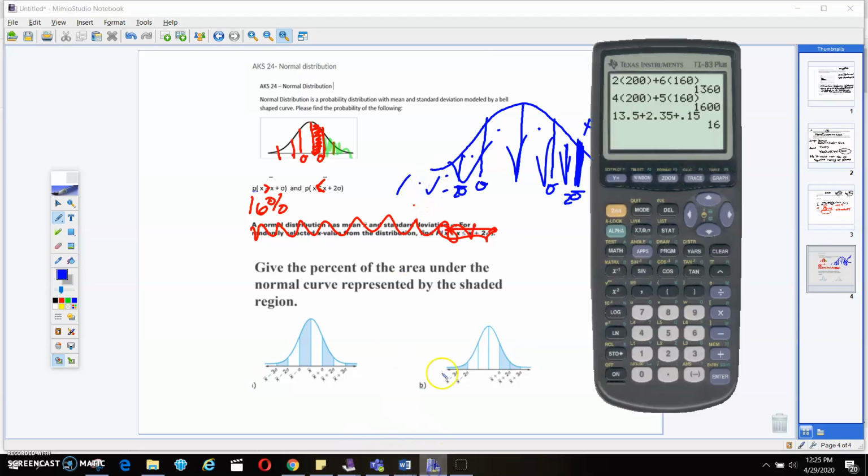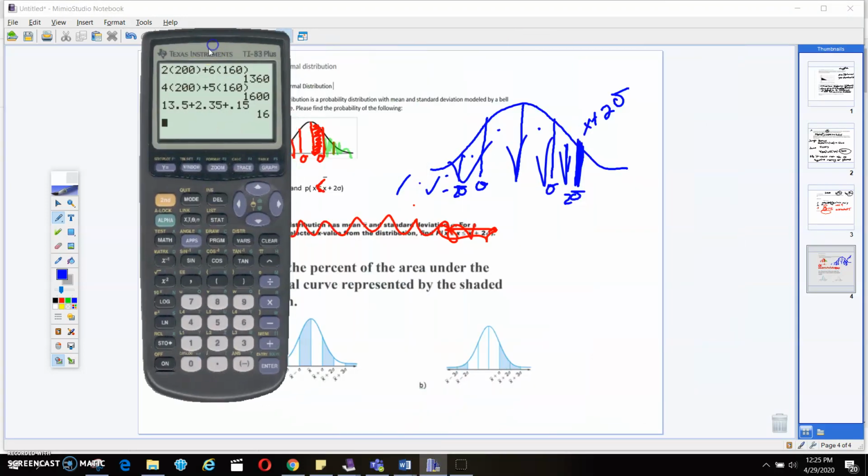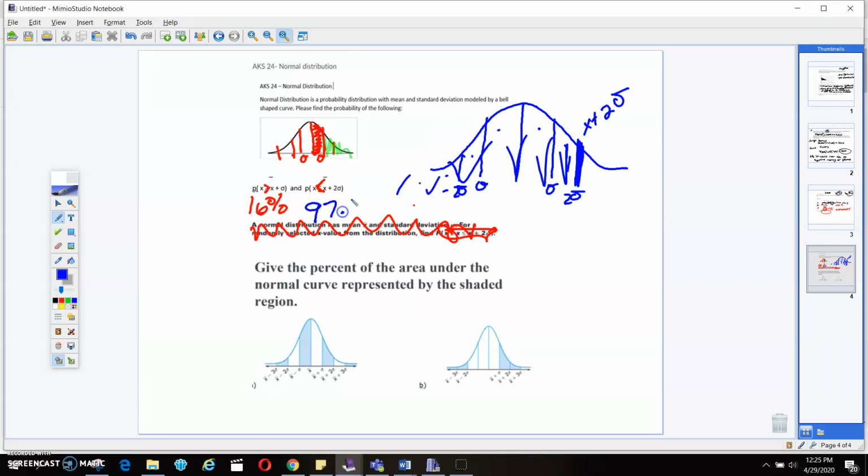So I'm going to go to my calculator, and I'm going to type 13.5 plus 34 plus 34 plus 13.5 plus 2.35 plus 0.15. I always mess that one up. And that gives us 97.5%. Okay, this one's a little tricky, and if you need some more practice, I know there's a Khan Academy video up that you can look at.